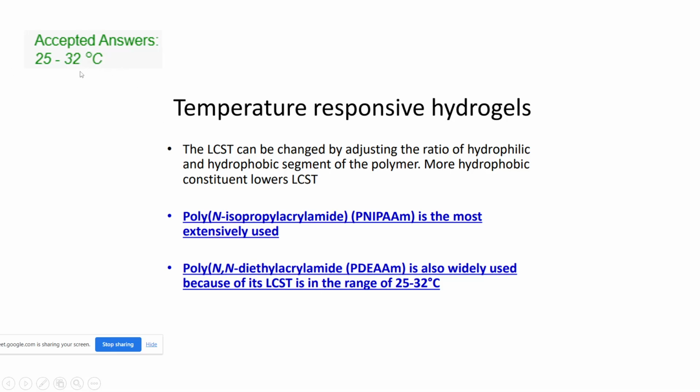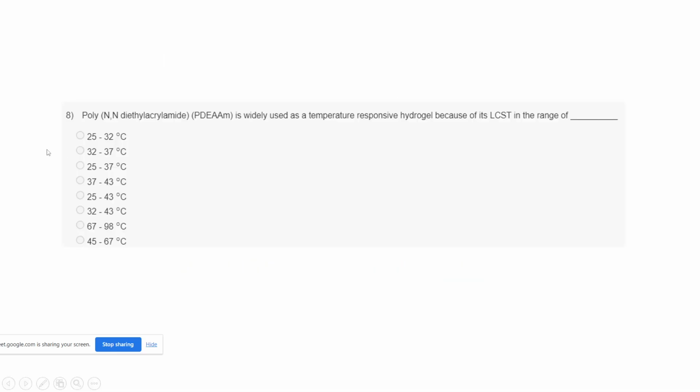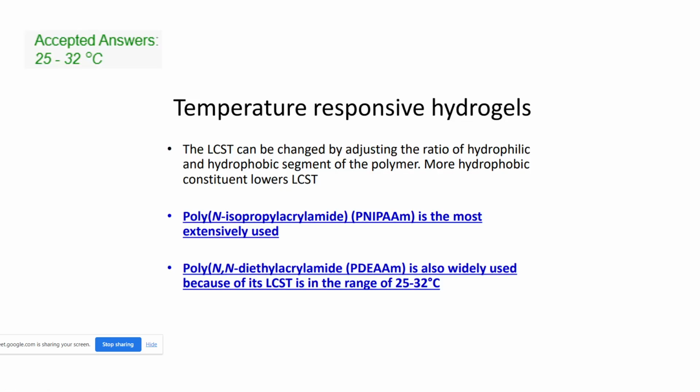So if it is above 32, then only it will form hydrogel. But if you see the rest of the options, it will require higher temperature if it is between 30 to 37, or 25 to 37, or even higher. Because it lies in this range 25 to 32, which you can say normal room temperature, it will be liquid. But at body temperature, that is above 32, at 37 degrees Celsius, it can become a hydrogel. So this is how temperature responsive hydrogels work. This is why poly(N-isopropylacrylamide) is used as a temperature responsive hydrogel.